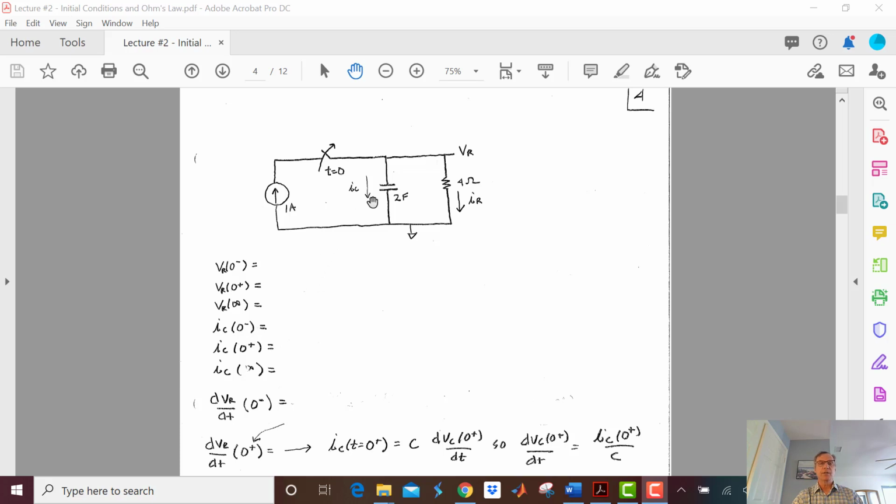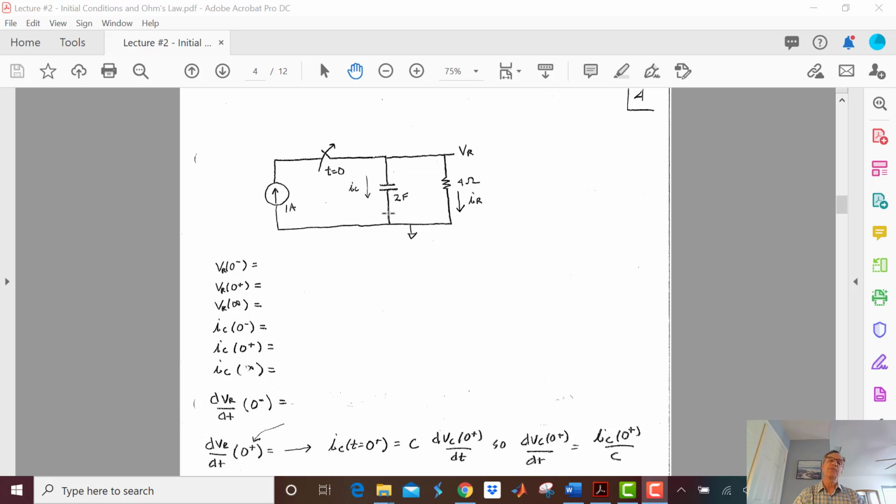IC at 0 minus. Well, that's easy. We know there's no current through a capacitor at DC or at steady state. IC at 0 plus. Got to be careful here because we know we can change the capacitor current quickly. So let's look at 0 plus. We have 4 volts sitting on this capacitor, and at t equals 0, that voltage can't change. So that means in order to maintain this voltage, it's going to have to put 4 divided by 4, or 1 amp, through this resistor.